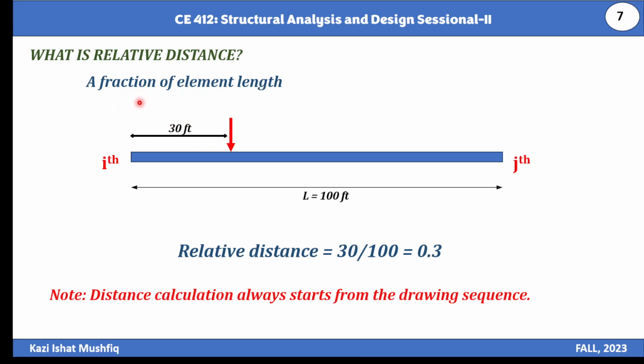So relative distance is actually a fraction of element length. So in this case, our total span length is 100 feet and we have a distance of 30 feet to this point. So our relative distance is 30 divided by 100 equal to 0.3. Here, we need to note a point which is the distance calculation always starts from the drawing sequence. As we have drawn our model from left to right, we need to calculate all the distances from left to the right. So now let's move on to our software.